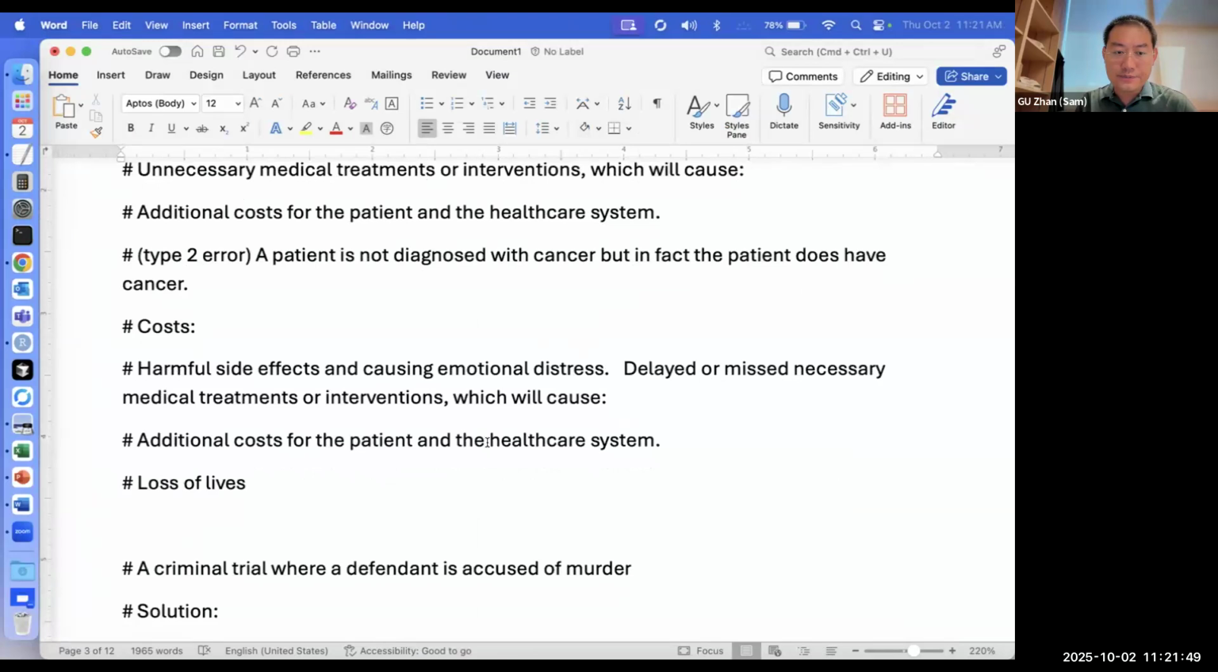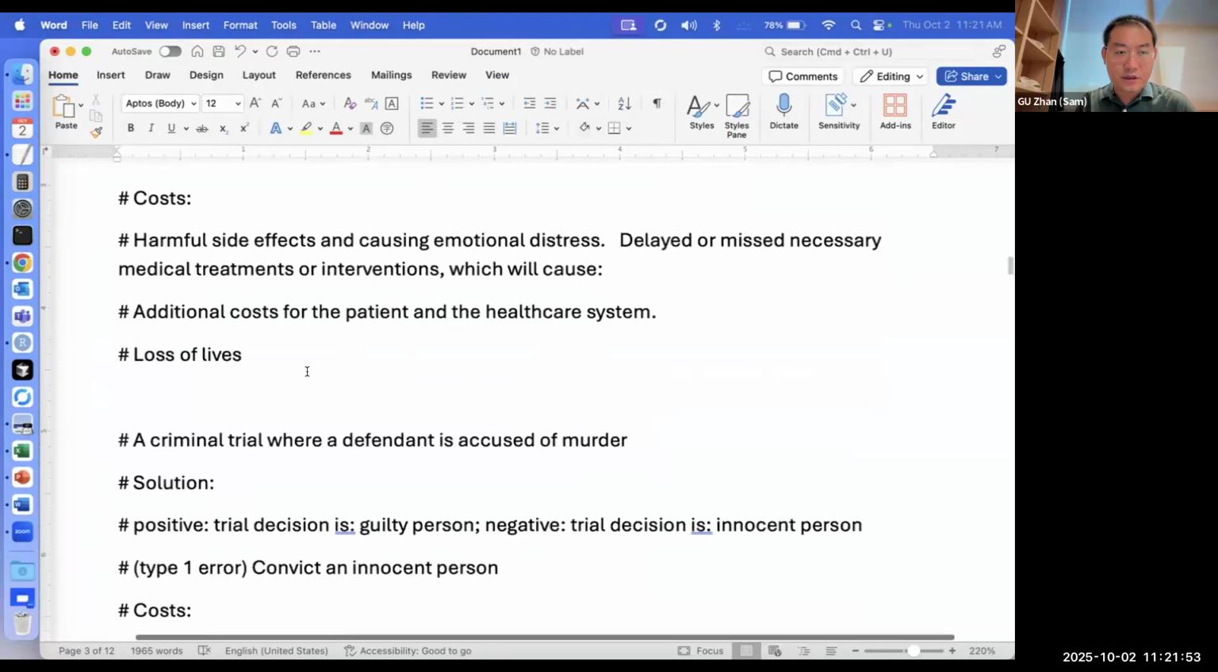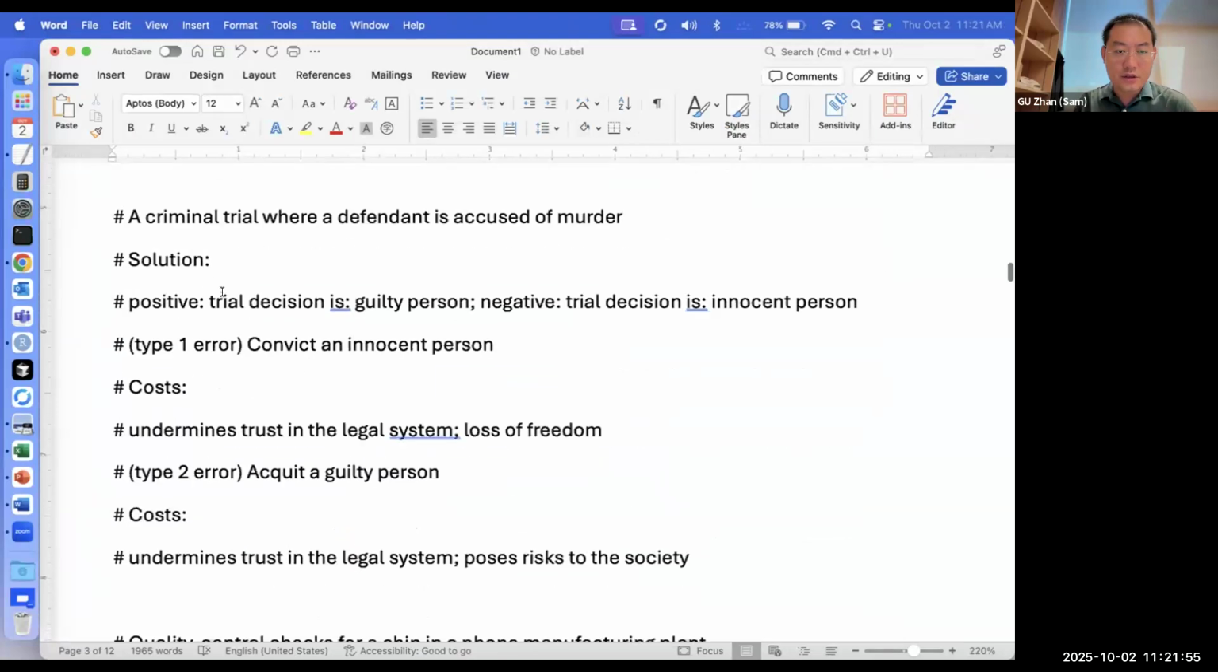Accused of murder. Here, the positive is the trial decision from the jury: the person is guilty. Then the negative is the trial decision is no, not guilty person.